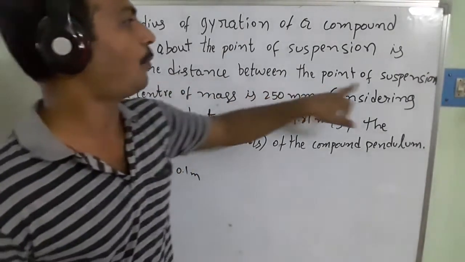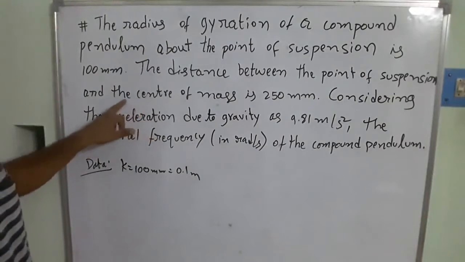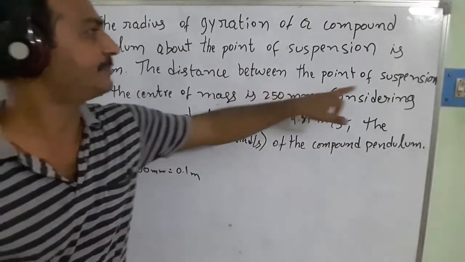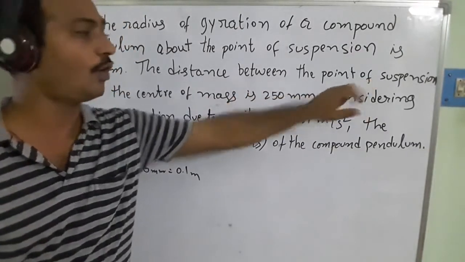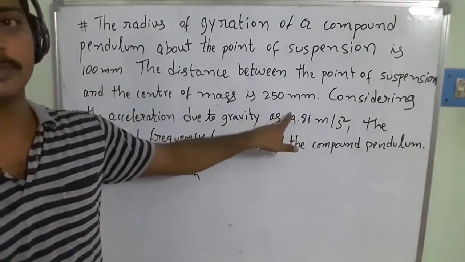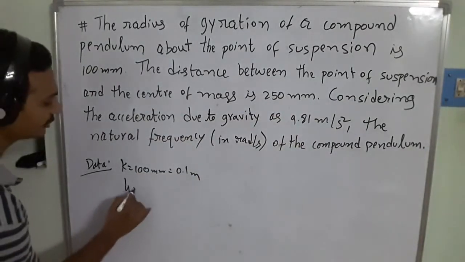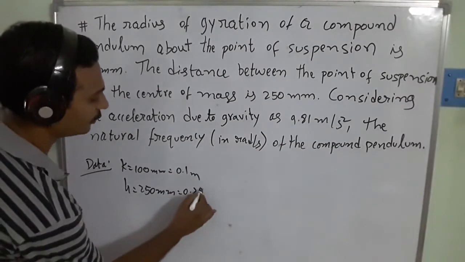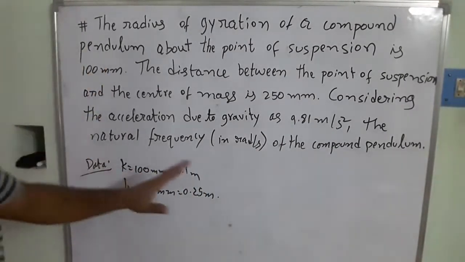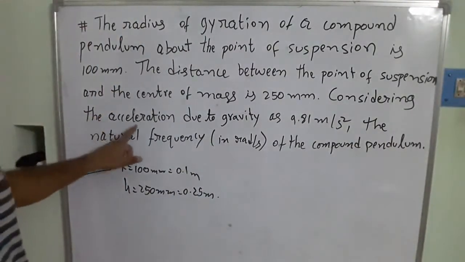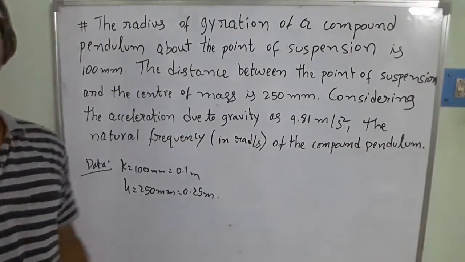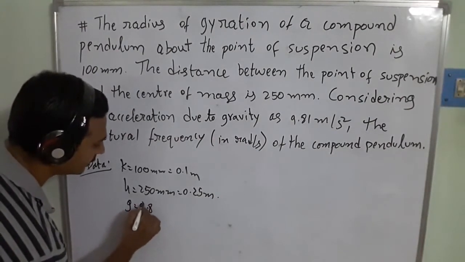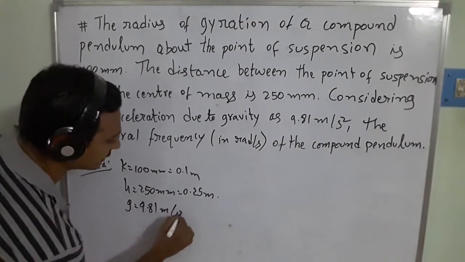The distance between the point of suspension and the center of mass is 250 mm. It means that the distance between the point of suspension, the point O, and the center of mass, h, is equal to 250 mm. That is equal to 0.25 meters. And what other data has he provided? Considering the acceleration due to gravity, g is equal to 9.81 meter per second square.